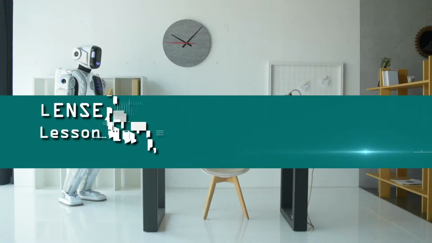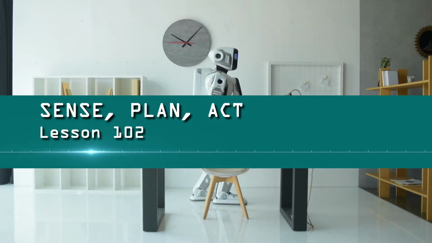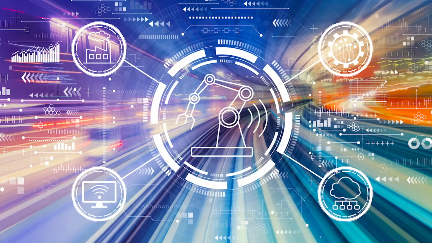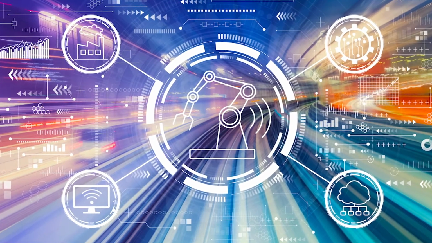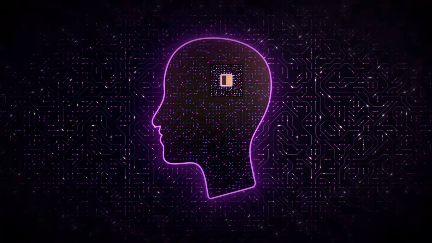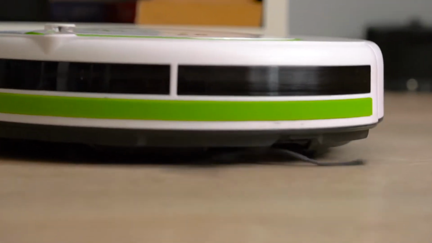In Lesson 102, I'll tell you about something called the Sense, Plan, Act framework. This is a framework typically used by modern robots. It organizes how they see the world, how they think, and how they act. We will also talk about some of the broad requirements for getting a robot to perform work.